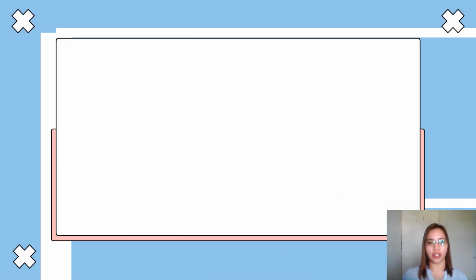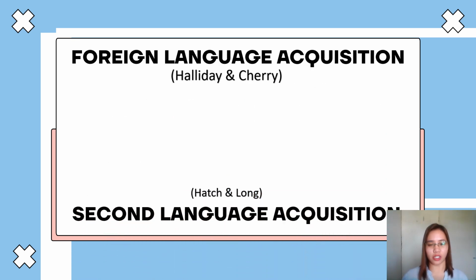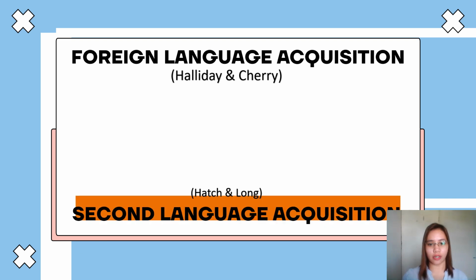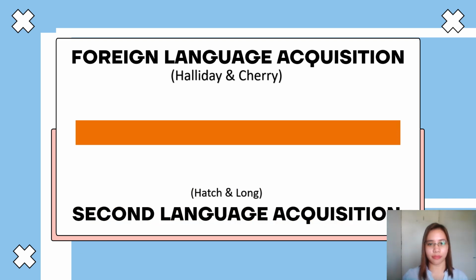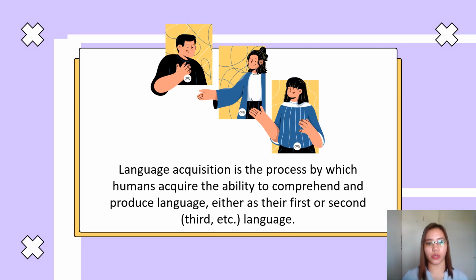So much of the research on this theory is related to foreign language acquisition of Halliday and Cherry and second language acquisition of Hatch and Long. So let us define first what is language acquisition. So it is the process by which humans acquire the ability to comprehend and produce language either as their first or second or third language.